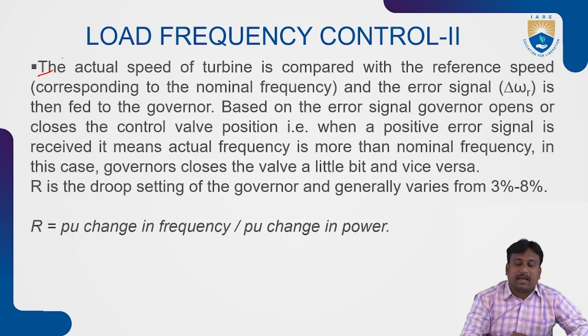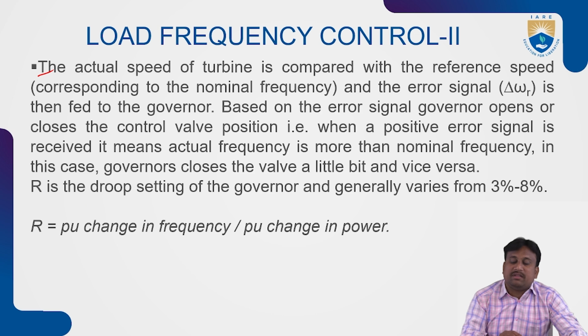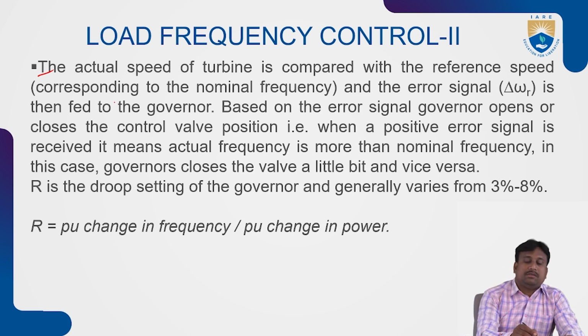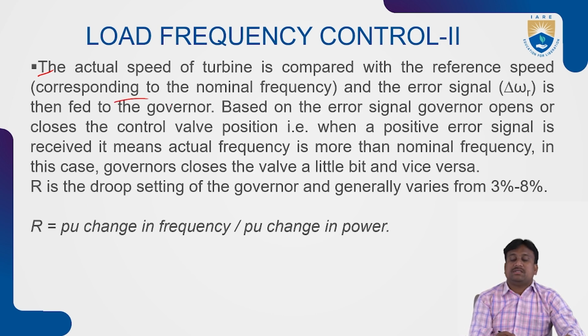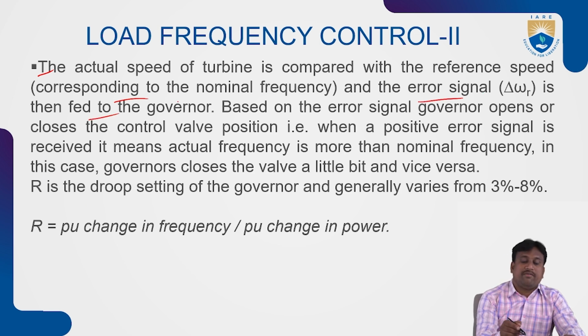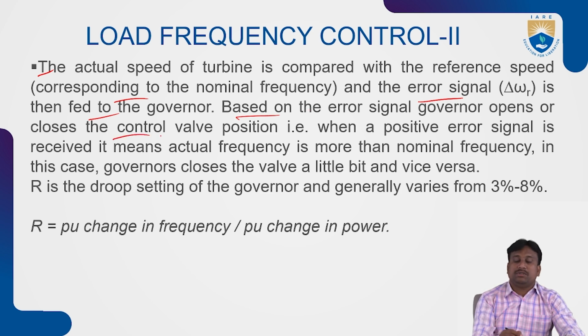So here the actual speed of the turbine is compared with the reference speed. That means corresponding to the nominal frequency is considered, and the error signal, whatever delta omega r is, is then given to the governor. That means based on the error signal, the governor opens or closes the control valve position. So when a positive error is received, meaning actual frequency is more than the nominal frequency, in this case the governor closes the valve a little bit, and vice versa takes place.